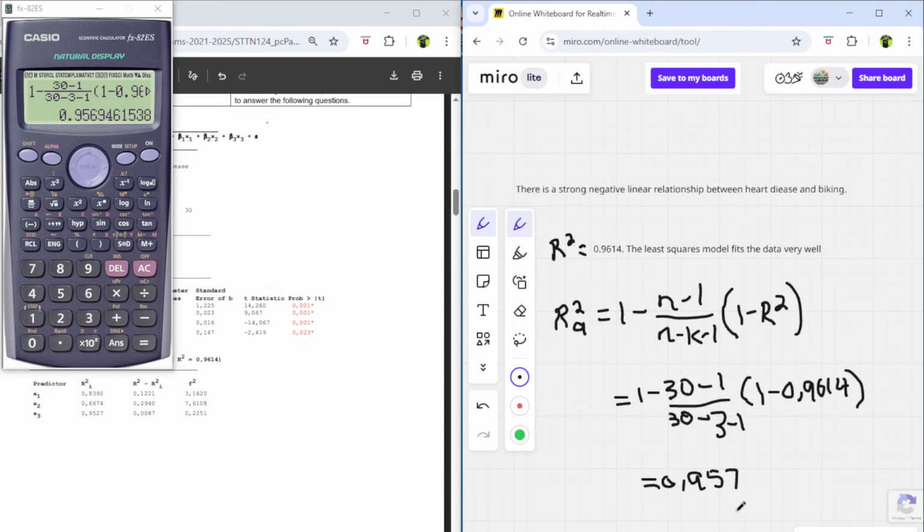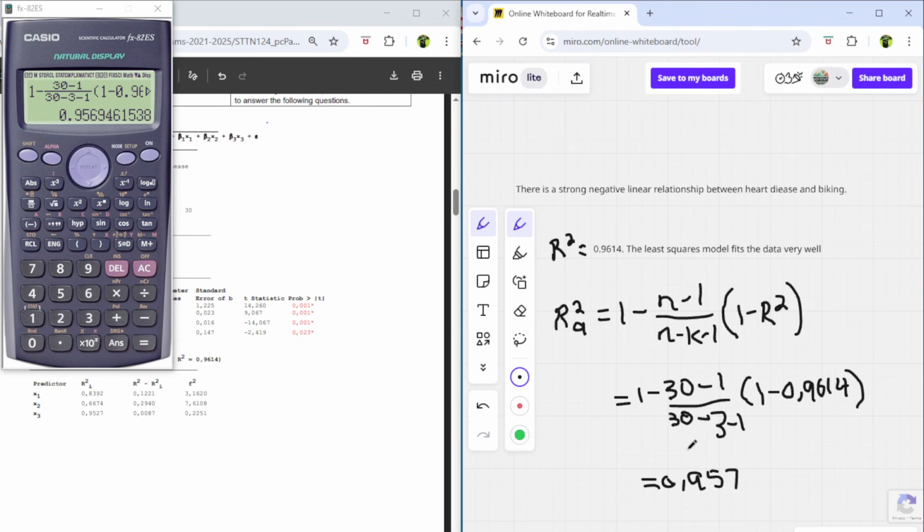And the adjusted coefficient of determination will always be smaller than the normal coefficient of determination, but not by that much. If you look at this number, 0.957, and this one is 0.961, the difference between them is not that much. You can't find this being 0.9614 and the other one being 0.553, for example. It'll always be smaller than this, but not with a bigger margin.